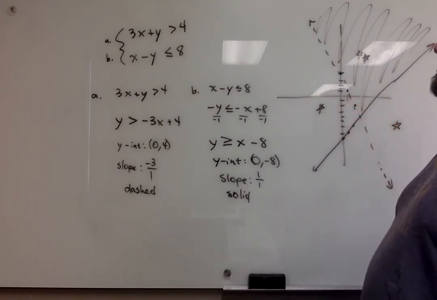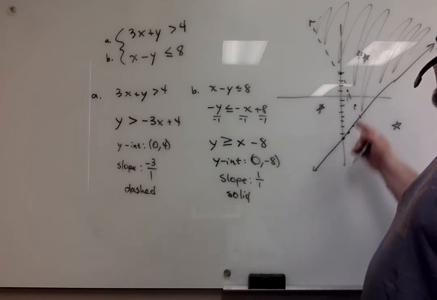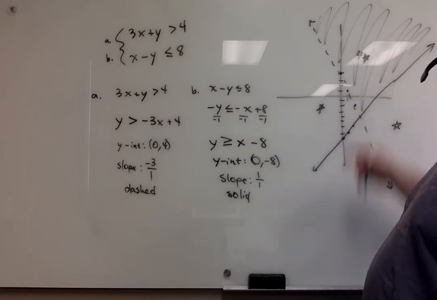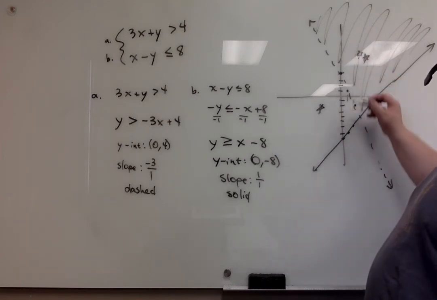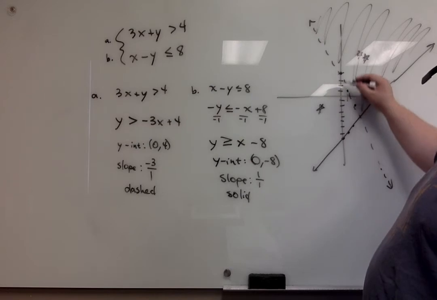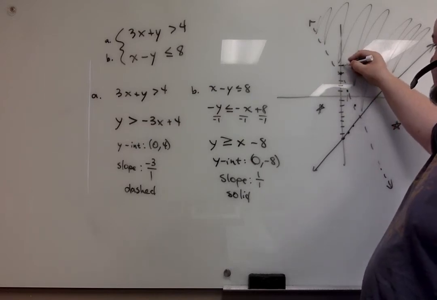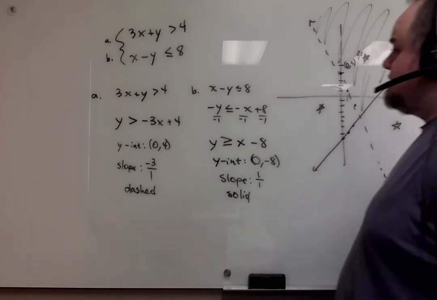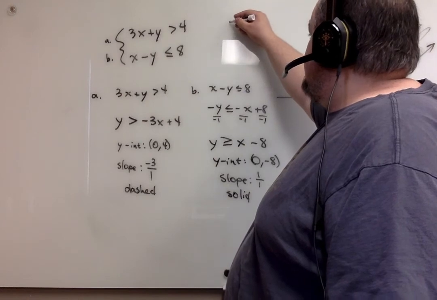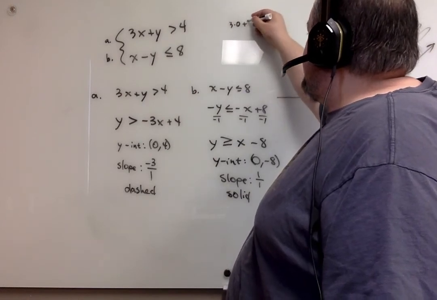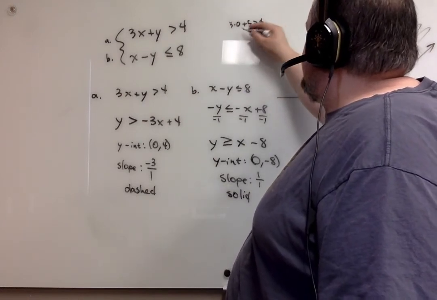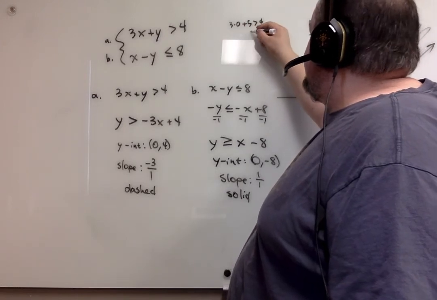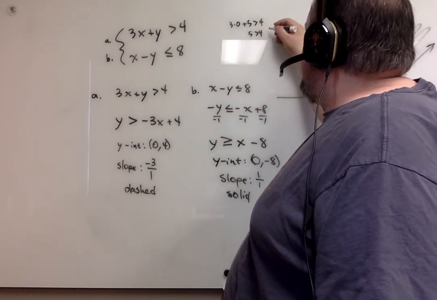So for it to be a solution, it would have to be true for both. So let's find a point that we know is in this area. Okay, so let's go ahead and just use the point 0, 4 was here, so let's use 0, 5. It should be true for both. So let's go ahead and try that. We have 3 times 0 plus 5 is greater than 4. 3 times 0 is 0, 0 plus 5. So 5 is greater than 4.